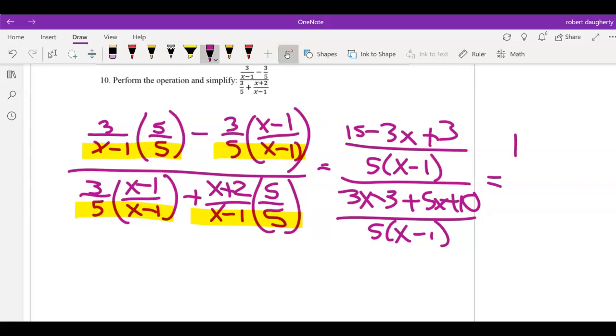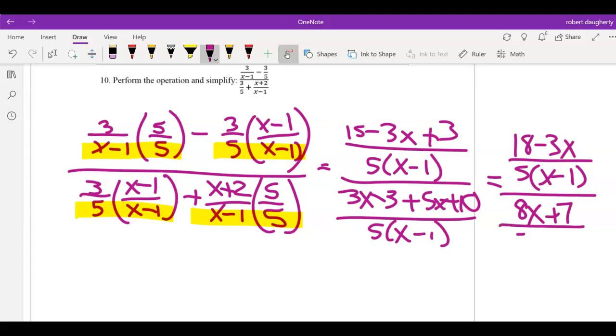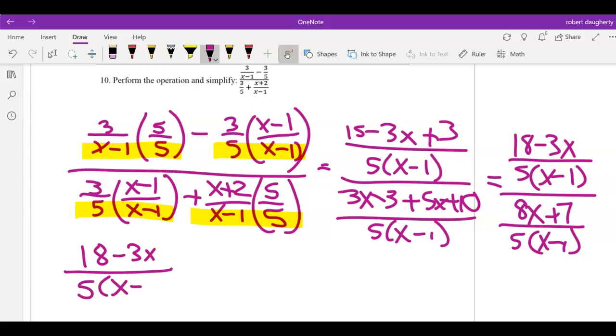So this is 18 minus 3x over 5 times x minus 1, divided by 8x plus 7 over 5 times x minus 1. Now you've got fraction over fraction. I can multiply by the reciprocal. You've got 18 minus 3x divided by 5 times x minus 1, times the reciprocal, 5 times x minus 1 over 8x plus 7.